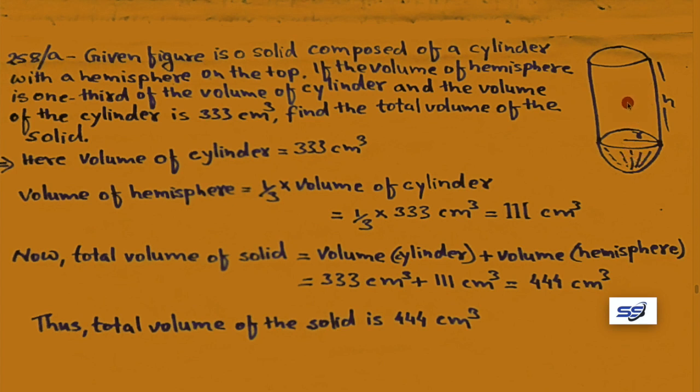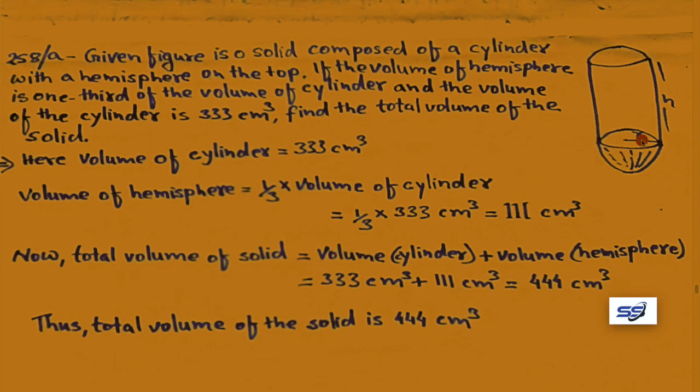To find the total volume we'll use certain formulas as discussed above in a different way. Volume of cylinder is given as 333 cm³. Volume of hemisphere equals 1/3 into volume of cylinder, as given in our question. So volume of hemisphere equals 1/3 into 333 cm³ equals 111 cm³.